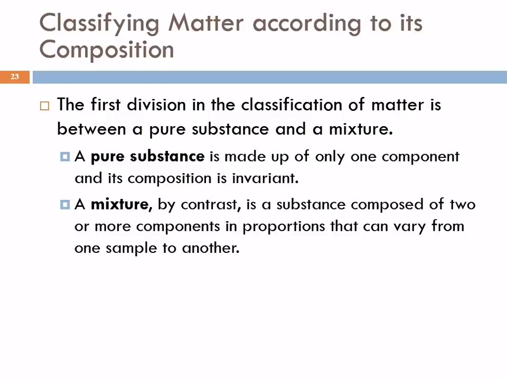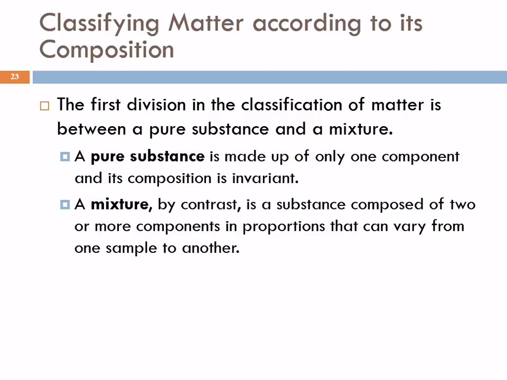So a pure substance or a mixture. A pure substance contains only one kind of particle. The composition of the substance is always the same. In a mixture, you can have different proportions of the components.